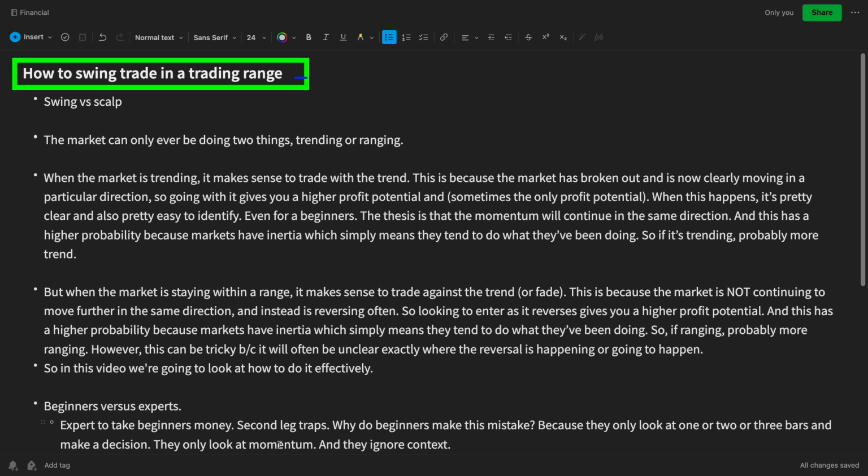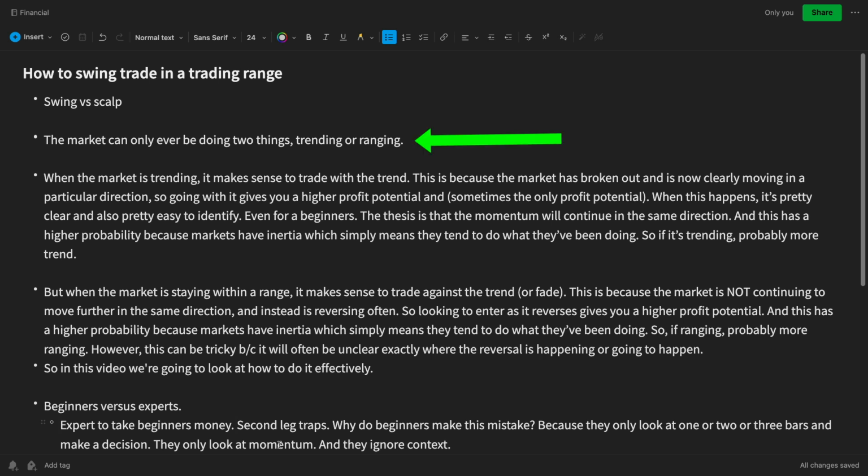In this video, we're going to talk about how to swing trade in a trading range. The first thing we need to distinguish is swing trades from scalp trades. Scalps happen faster, but give you a smaller profit and can also be higher stress, while swing trades take longer, but give you a much bigger profit and are low stress. So if you like making bigger profits with less stress, you want to learn how to swing trade.